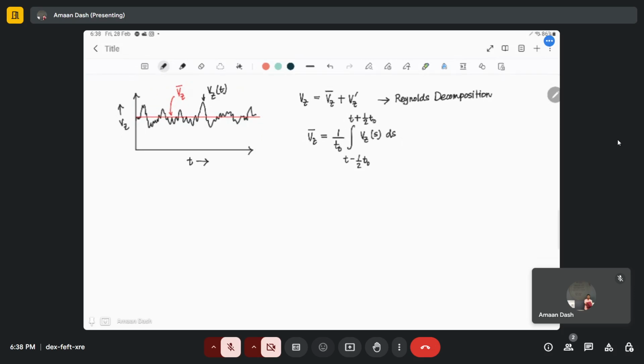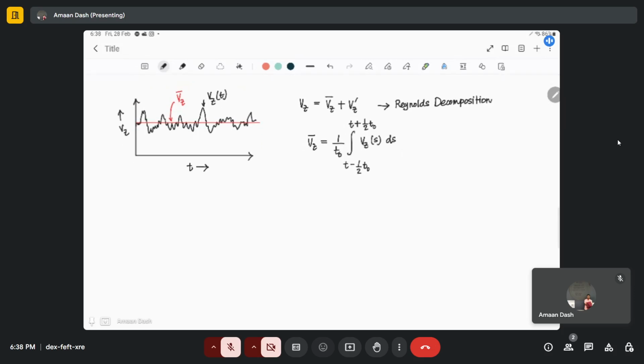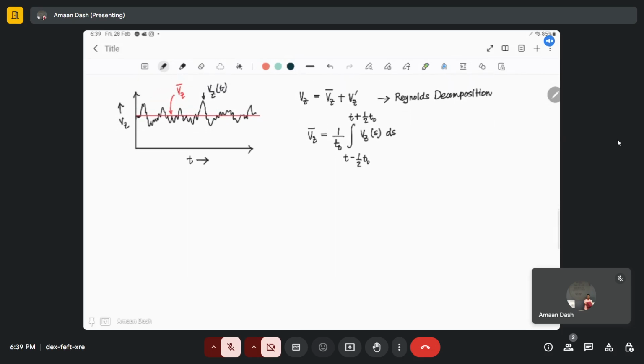Now let me tell you one thing. You can see that here we have considered Vz bar, which is not a function of time. That means we have taken a time average velocity, but this time average velocity Vz bar does not depend upon time. But for some cases, this Vz bar can also depend on the time. So how can we plot it? It will be better if I just plot it and show you.